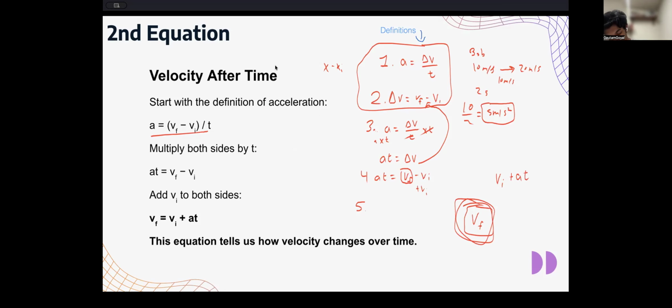So if we just add the initial velocity to each side, we just get at plus v sub i. I don't want you guys to get confused with the plus sign and the t. I'm trying my best to do it, but it equals vf, right? This is just the whole thing. This tells us how the final velocity is related to the initial velocity plus acceleration times time, correct? Good.